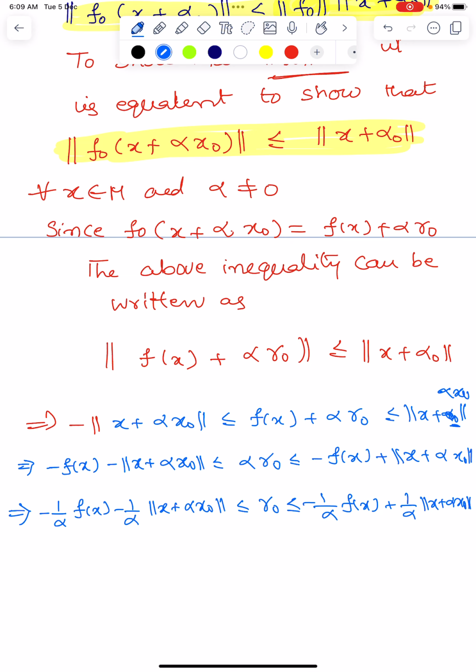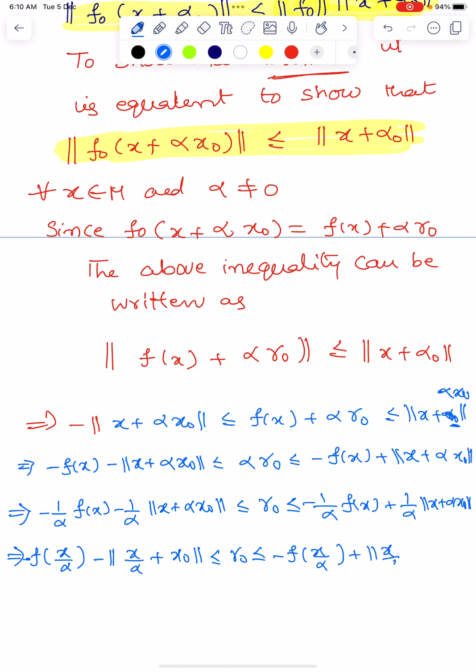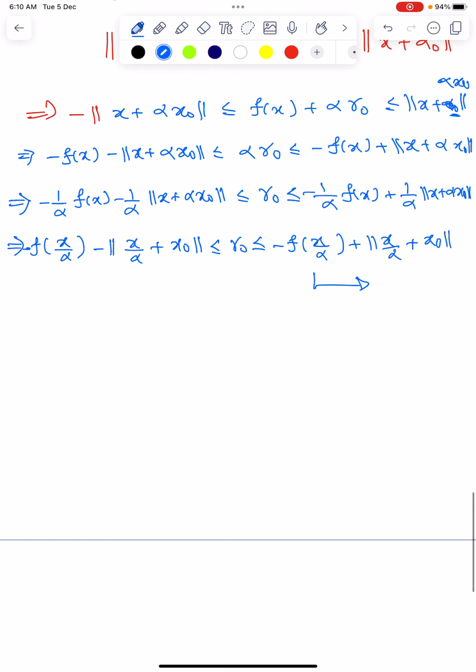So this is nothing but, by applying the definition of linear transformation, minus f of x by alpha minus norm of x by alpha plus x naught, since alpha by alpha is 1, is less than or equal to r naught, which is less than or equal to minus f of x by alpha plus norm of x by alpha plus x naught. Alpha gets cancelled. Let it be inequality number 3. Already we used 1 and 2 there.